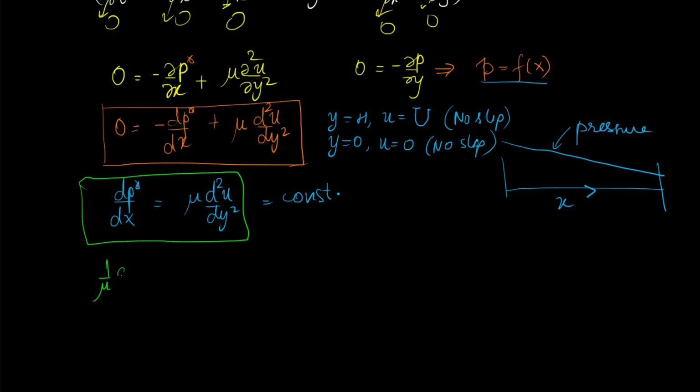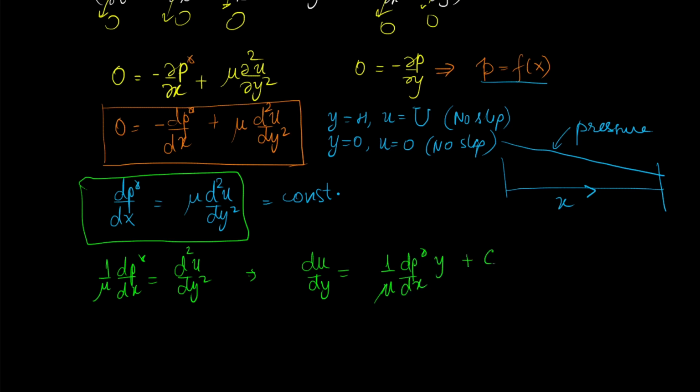So 1 upon mu dp star dx is equal to d2u dy2. So du dy will be equal to 1 upon mu dp star dx times y plus c1, and u is equal to 1 upon 2 mu dp star dx y square, so 2 goes over here, plus c1y plus c2. This is the expression for the velocity.